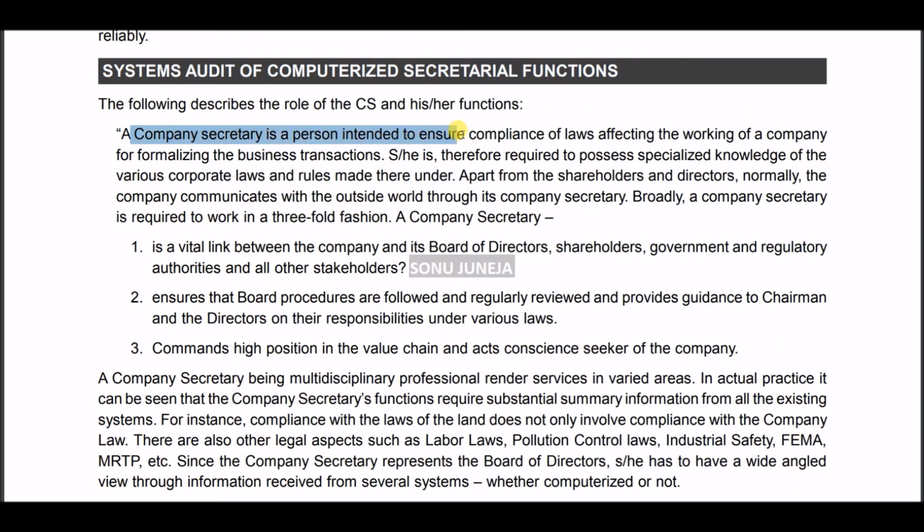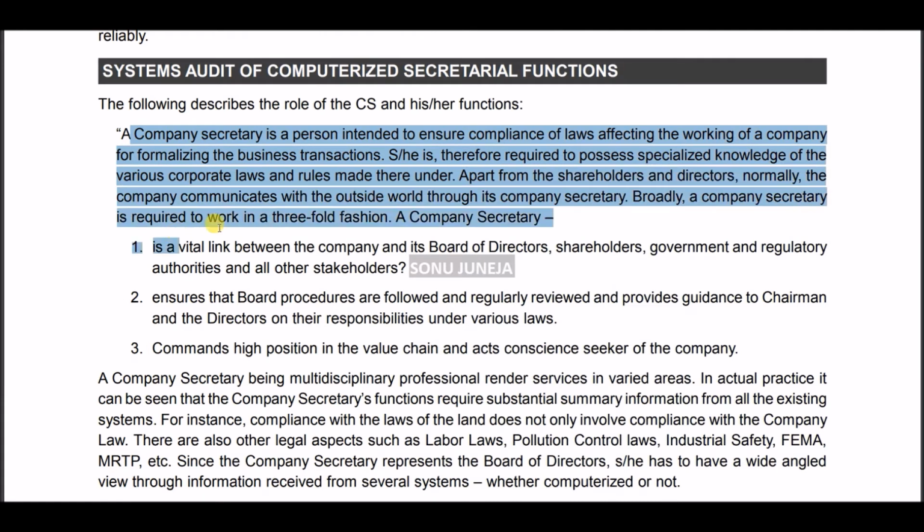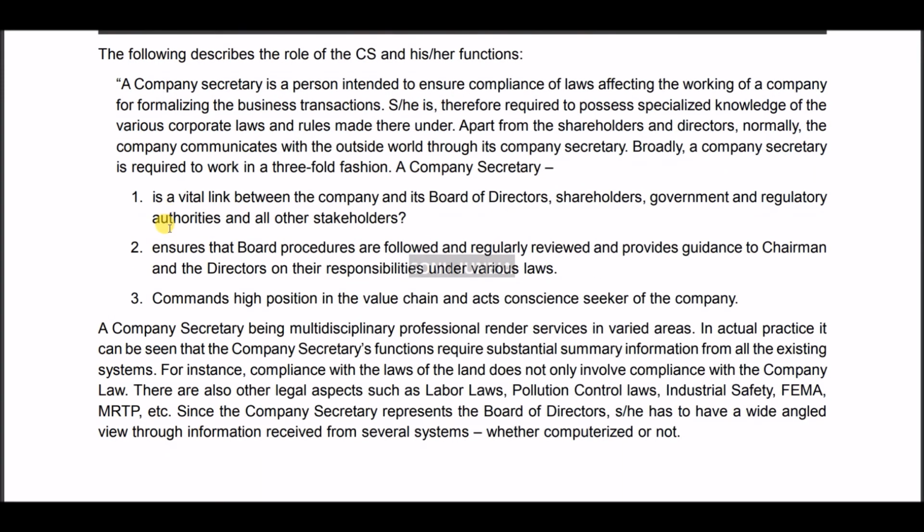Company secretary is a person intended to ensure compliance of law affecting the work of a company, formalizing business transactions. She or he is therefore required to possess special knowledge of computers, various corporate laws, and rules made thereunder. Apart from the shareholders and directors, normally the company communicates with the outside world through its company secretary. Broadly, the company secretary is required to work in a threefold fashion. Let's see. Link between BODs, shareholders, government regulatory authority, and all the stakeholders.